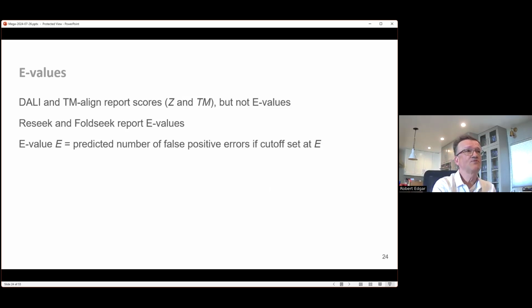So now let's talk a little bit about e-values and scores. DALI and TM-Align report their own idiosyncratic score, but they don't try to convert that to an e-value, while Reseek and Foldseek do report e-values. Just to remind you, what is an e-value? It's the predicted number of false positives you would get if you set the cutoff at that value.